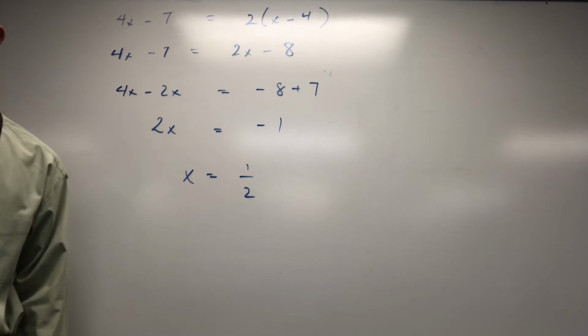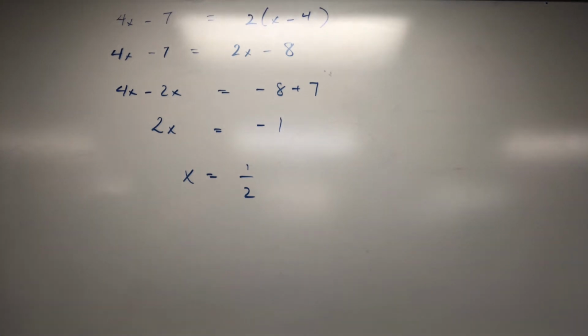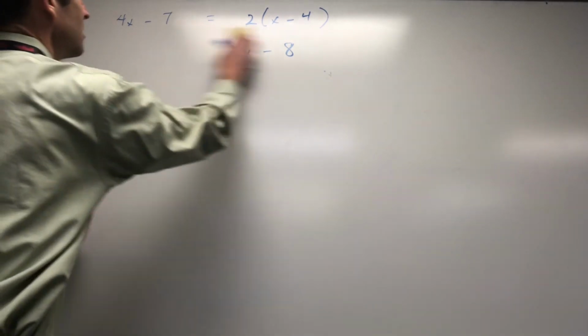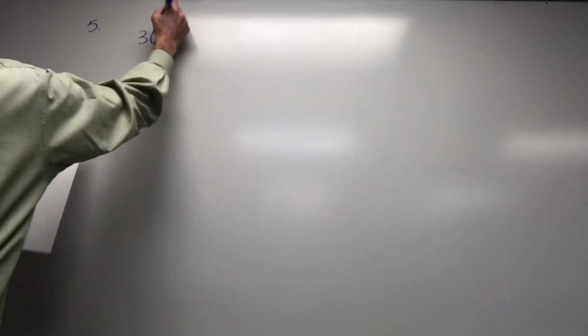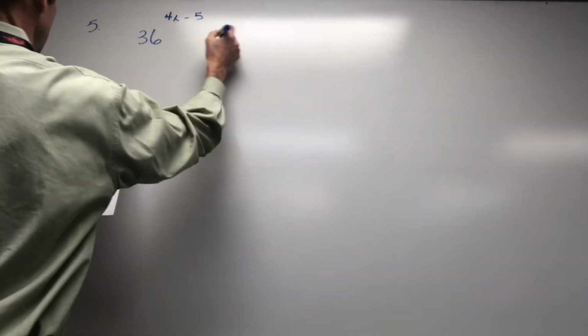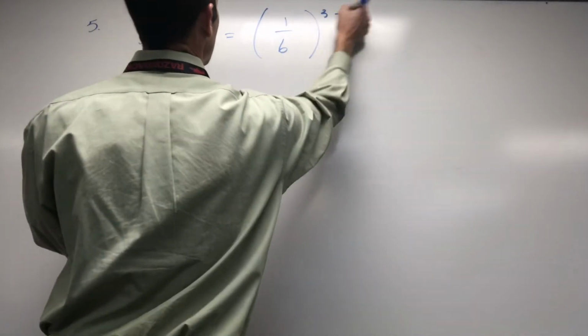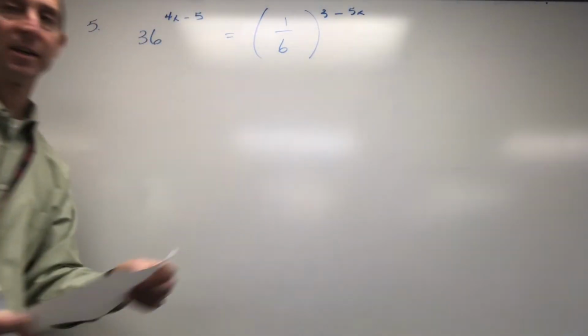Okay, let's do one more that's a little tricky, and then I think you'll have enough to knock out this homework 40. All right, let's do one more. 36 to the 4x minus 5 equals 1 over 6 to the 3 minus 5x.